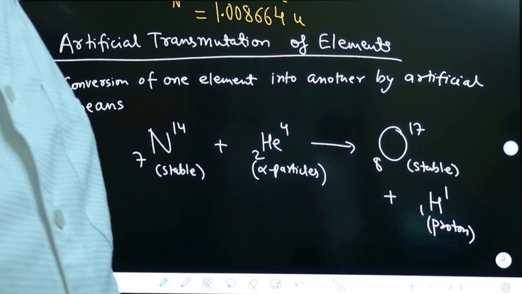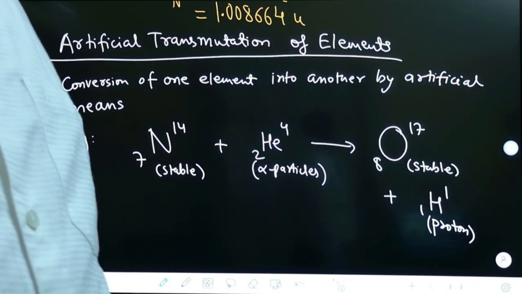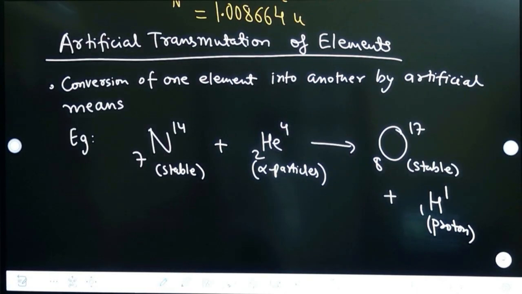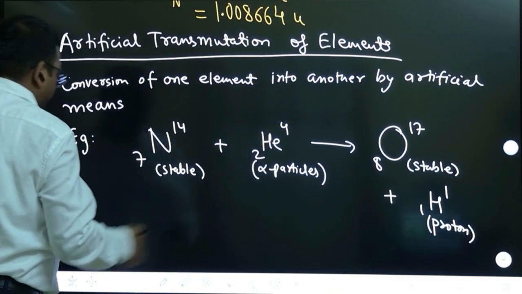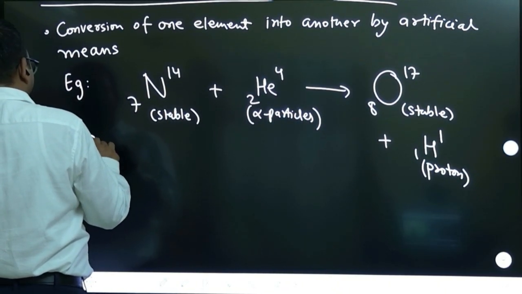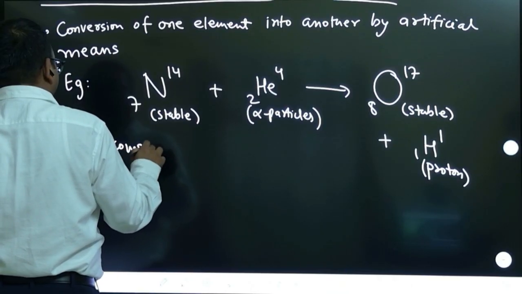Rutherford was the first because he was doing alpha scattering experiment, right? When he was doing alpha scattering experiment, he was trying with not only gold foil, he was trying with different things. So he tried nitrogen and he successfully converted nitrogen into oxygen. That's of course an isotope of oxygen. He did that. So artificial transmutation was discovered by Rutherford.